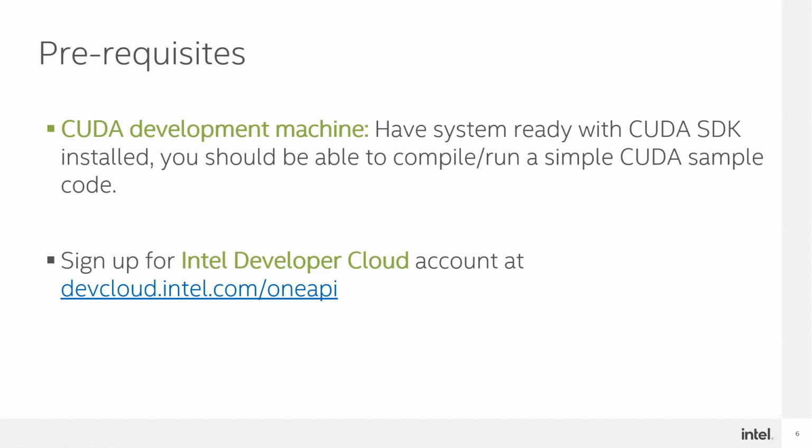right? And then once it's migrated, we can take the migrated code over to the Intel Developer Cloud, and then we will look at how to compile the migrated SYCL code. Right? So to do the second part, you'll have to sign up for an Intel Developer Cloud account, right? If you don't want to use the Developer Cloud, then you can actually use one of your own bare metal systems, which has a CPU and GPU, right?